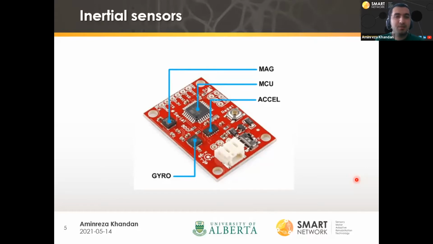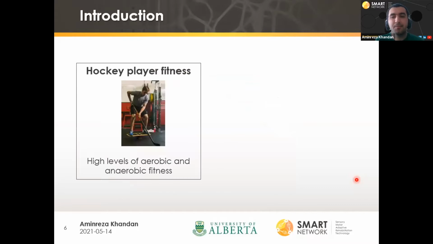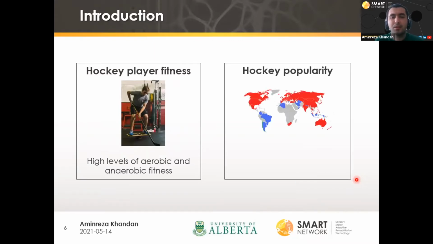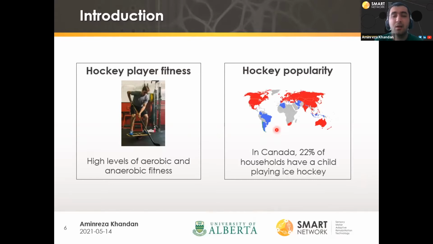Now let's talk about the field of my study, hockey. Ice hockey, as you know, requires high levels of aerobic and anaerobic fitness, well-coordinated body motion, and efficient functioning of the neuromuscular and cardiovascular system. Let's talk about hockey popularity. The International Ice Hockey Federation has 76 members. So it means at least in 76 countries, people play hockey. Particularly in Canada, 22% of households have a child playing ice hockey.